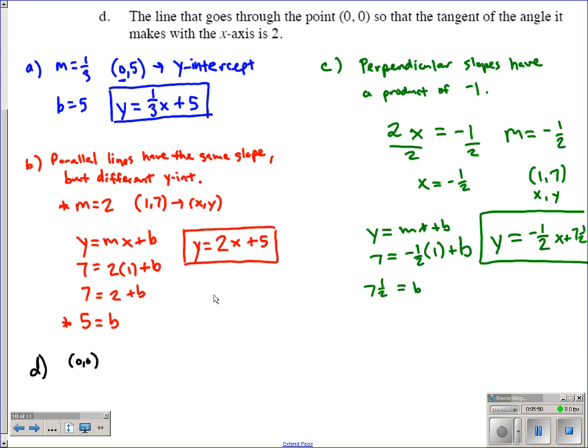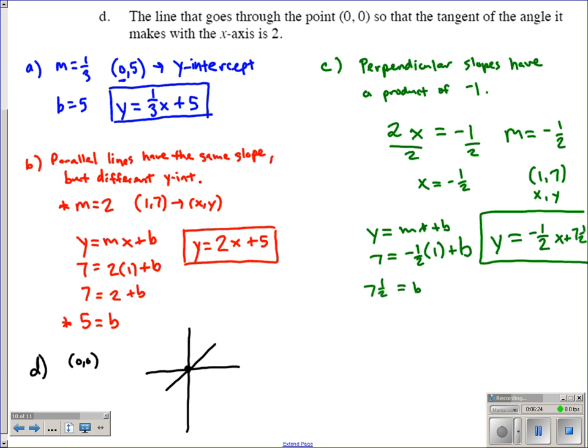So if we were thinking about our graph there, oops, hold on, that's not very good. That was a little better. So here's our coordinate plane. It goes through the origin, so we're going to have a point right at the origin here. And say so that the tangent of the angle it makes with the x-axis is equal to 2. So it's going to hit here.